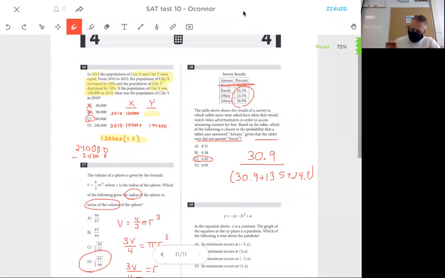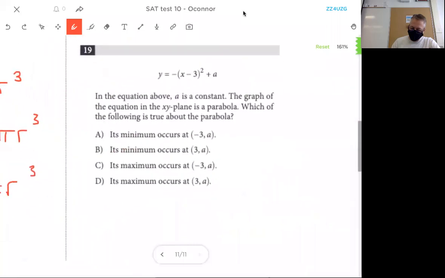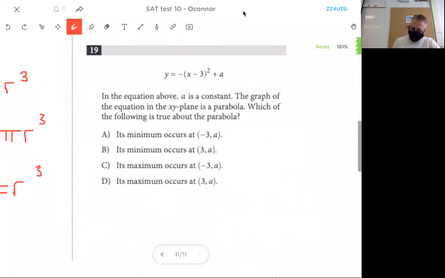All right, last but not least, number 19 is a quick one. I love quick ones. When you are able to just look at it and say, all right, parabola opening downward. Can you visualize that? So I know that it has a maximum. If it's a parabola that opens downward, it has a maximum. So the answer is either C or D. Okay, because it's upside down.